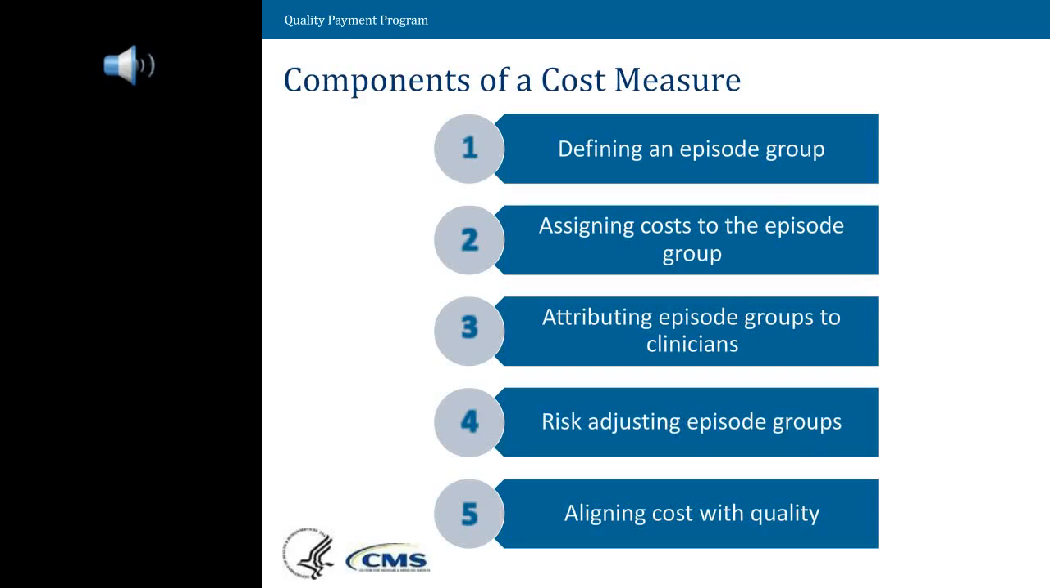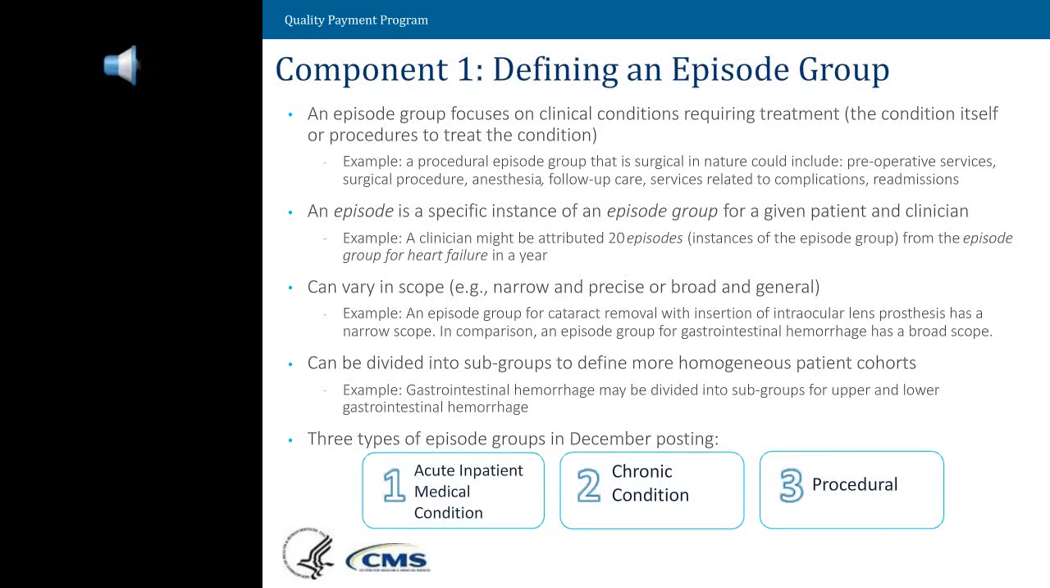There are 5 essential components of cost measures. The first component is defining an episode group. The second is assigning costs to the episode group. The third is attributing episode groups to clinicians. The fourth is risk-adjusting episode groups. And the fifth is aligning costs with quality. On the next several slides, I'll be going into a little bit more detail for each of these 5 components.